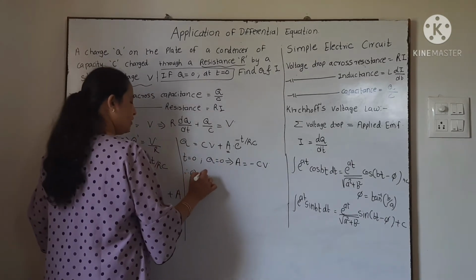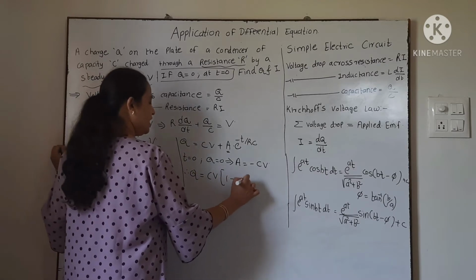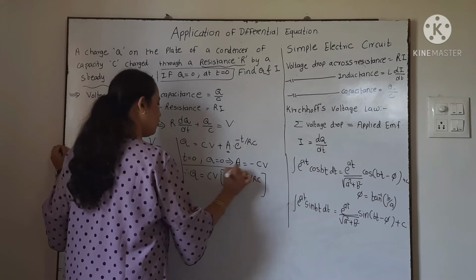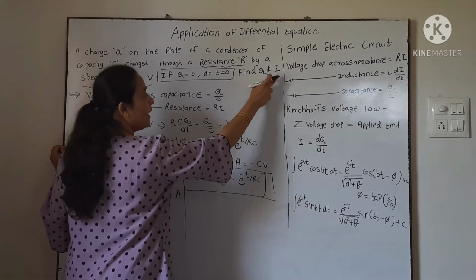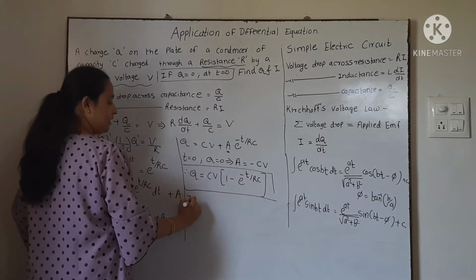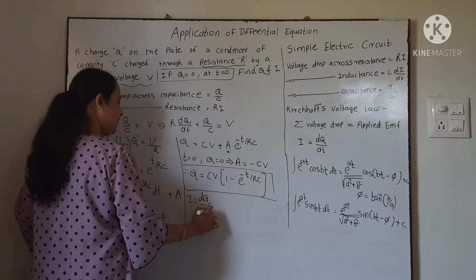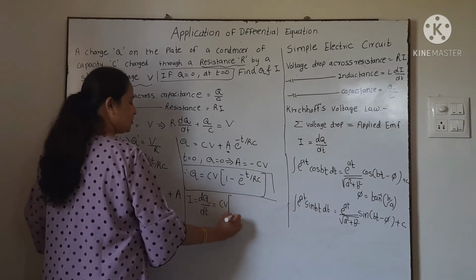Therefore, Q is equal to CV times (1 minus e raised to minus t by RC), taking CV common. This is the expression for charge Q. The question is to find the value of Q and I. We know that current is the rate of flow of charge, that is dq by dt. So we'll differentiate this. CV is constant, so take it outside.